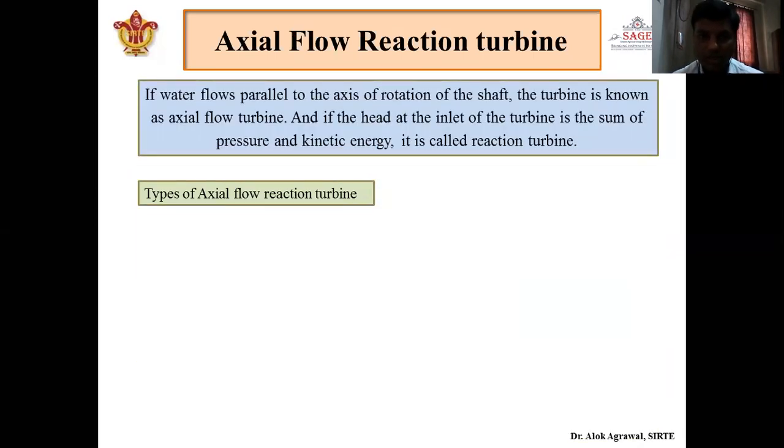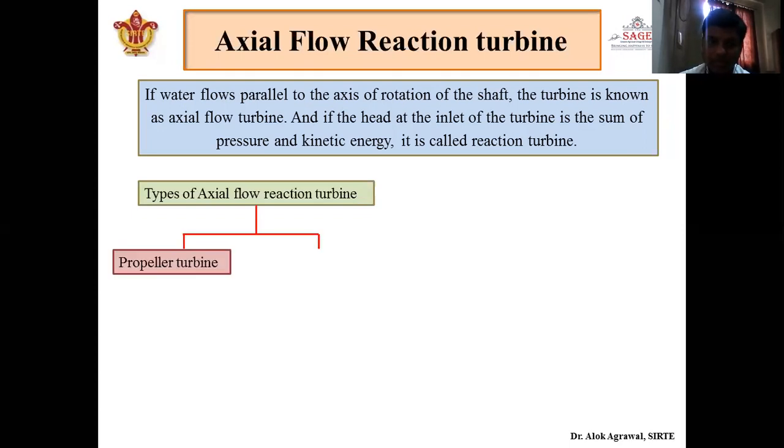So it is written here, if water flows parallel to the axis of rotation of shaft, the turbine is known as axial flow turbine, and if the head at the inlet of the turbine is a sum of pressure and kinetic energy, it is called reaction turbine. Now this axial flow reaction turbine is of two types. First is propeller turbine and second is Kaplan turbine.